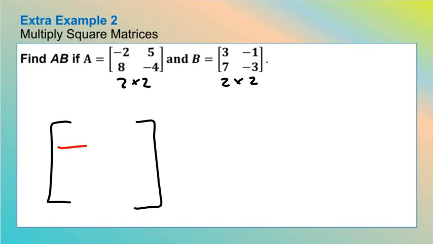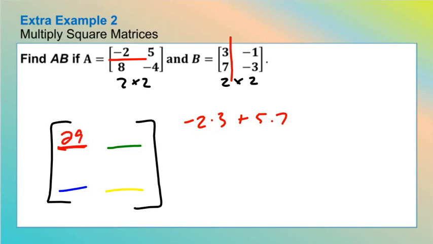So I'll do the same thing here. Row 1, column 1: 2 times 3 plus 5 times 7, negative 6 plus 35. Negative 6 plus 35 is 29. Next is row 1, column 2. So we have negative 2 times negative 1 plus 5 times negative 3. So we have 2 plus a negative 15, which gives us negative 13.